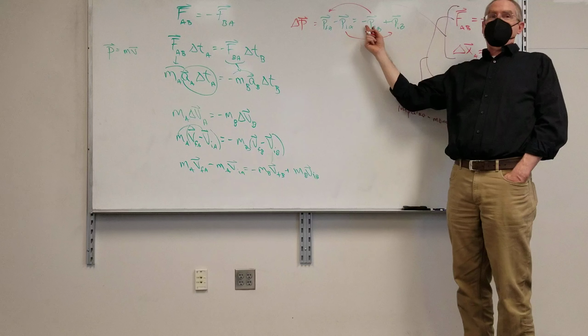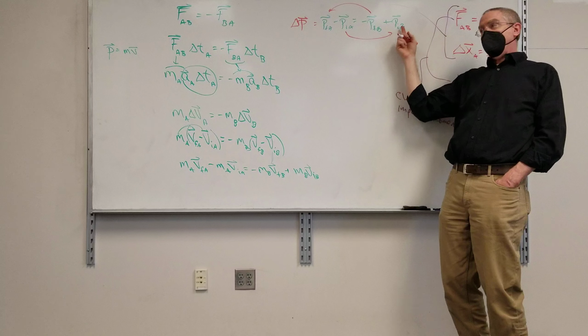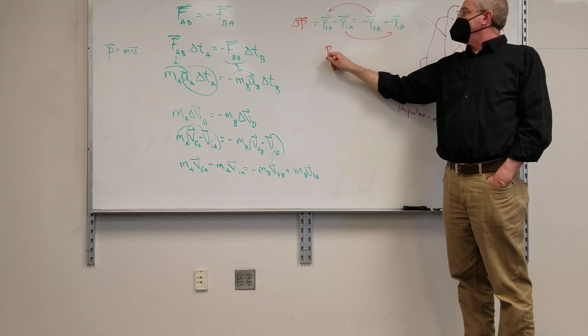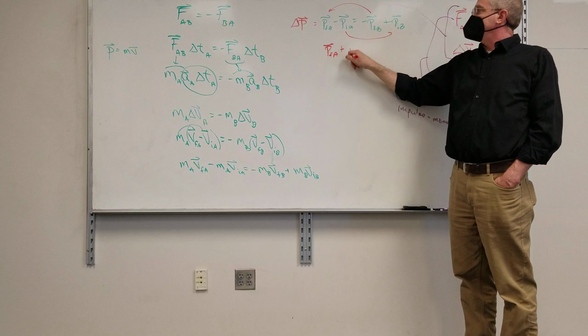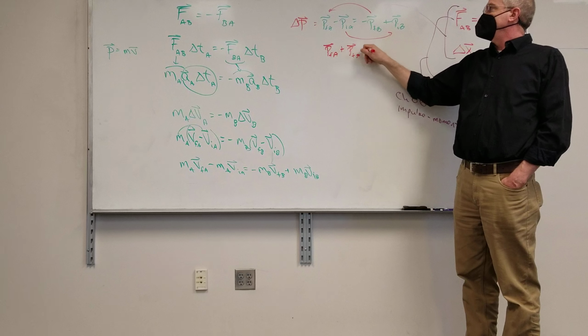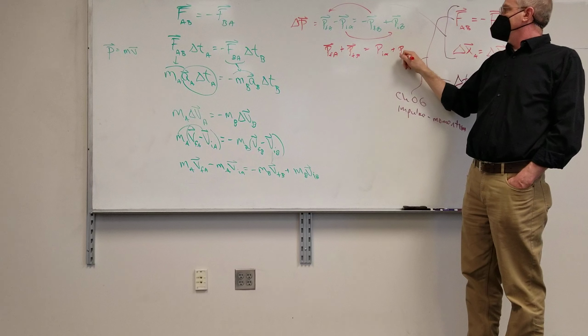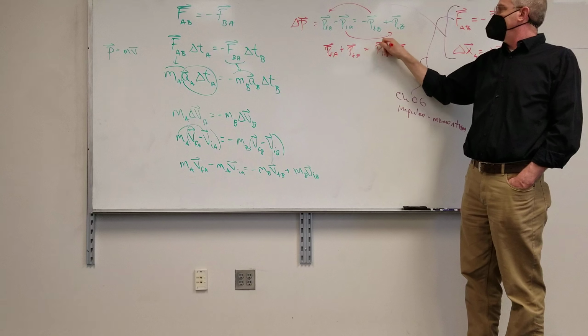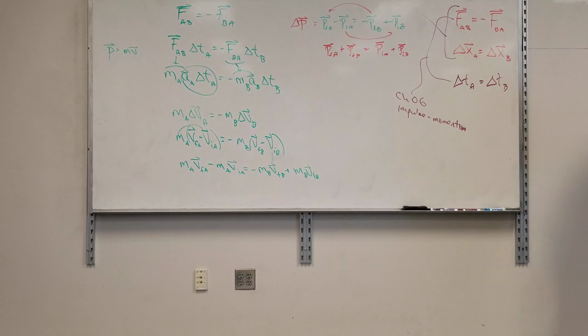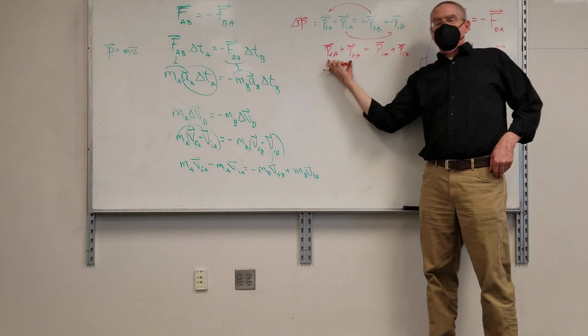Since that's negative, I add it. Since that's negative, I add it. So I got P final A plus P final B equals P initial A plus P initial B. So whatever this P is, my total initially is equal to my total at the end.